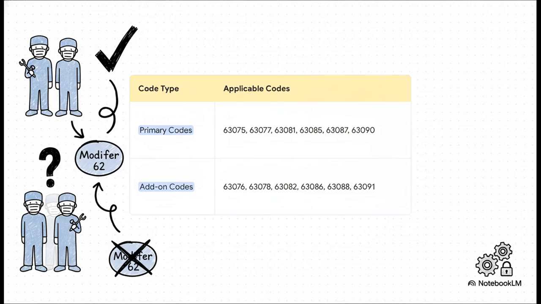Now, pay close attention here because this is a classic exam-style question. For the main primary procedure codes, yeah, modifier 62 is totally fair game. But what about the add-on codes for any extra work? Well, the rule here is just pure logic. You can only use modifier 62 on an add-on code if both surgeons were still working together as primary surgeons during that extra step. If only one of them did that part, then only they report it. No modifier needed. That's a huge distinction.